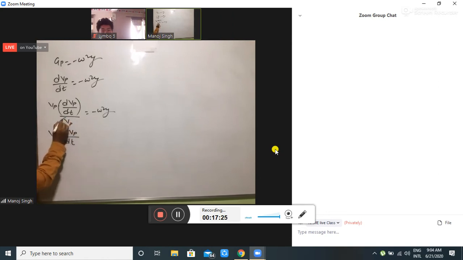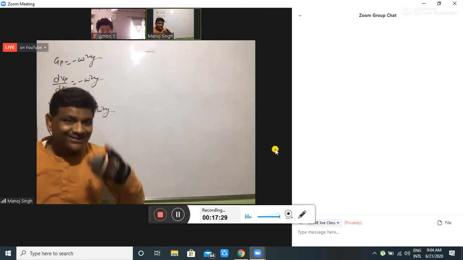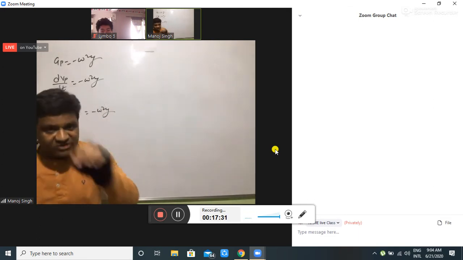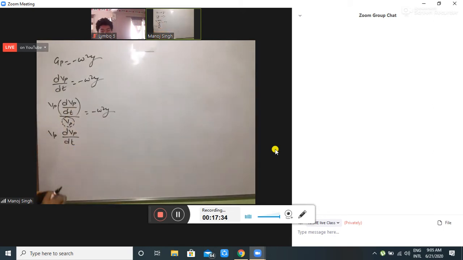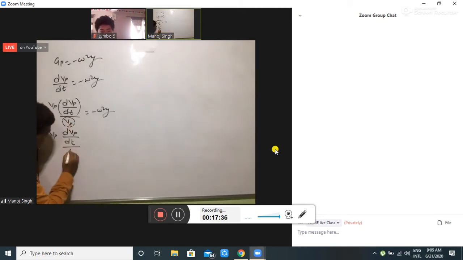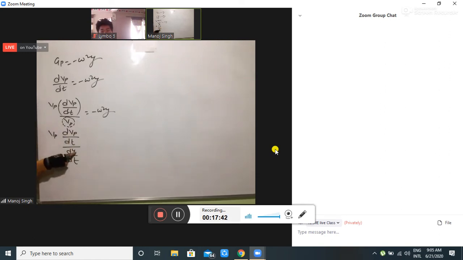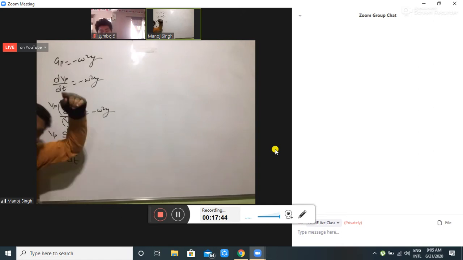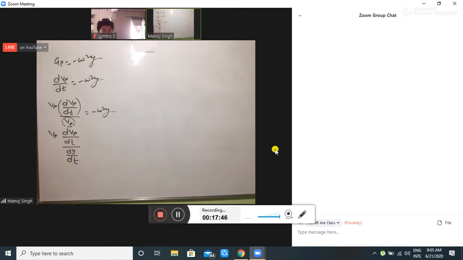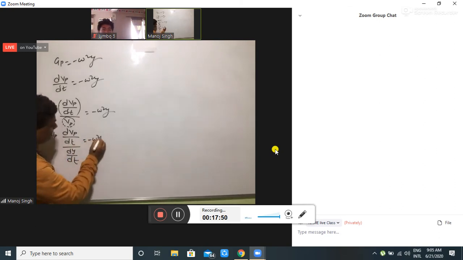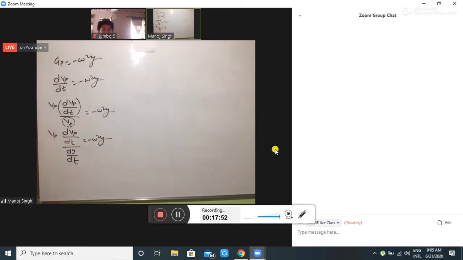And what is this vp? It is the velocity of the particle, the rate of change of displacement with respect to time. So vp is equal to dy divided by dt, as the particle is oscillating in the y direction.